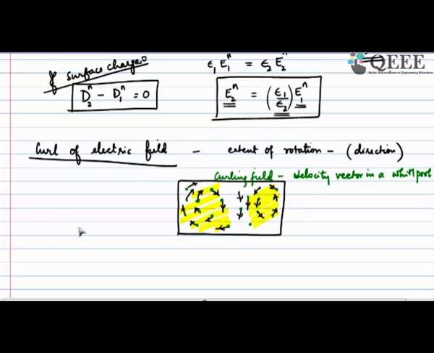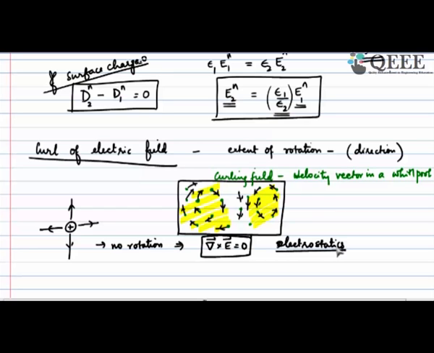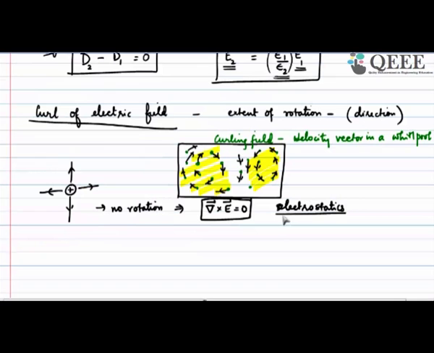But clearly, let me just repeat what I said. If I take this vector field, the electric field due to a point charge, there is no rotation, which implies curl of E is 0. Curl of E is 0 for electrostatics, and this is your second Maxwell's equation for electrostatics. This is not true when you have time variation of the magnetic field and electric field. But as far as electrostatics is concerned, curl of E is 0; everything is static, so the electric field cannot curl.